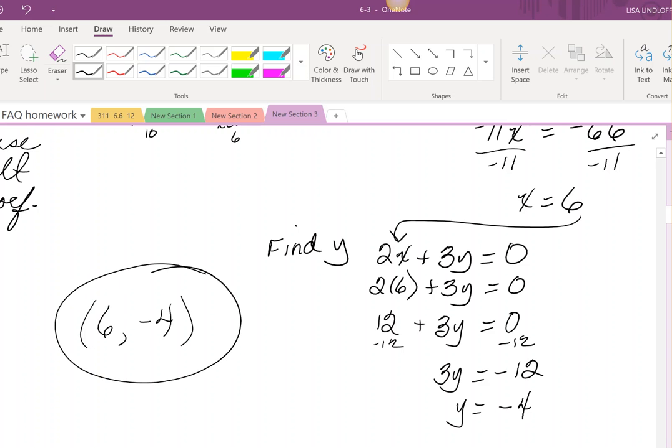Make sure that you write the ordered pair in XY order, even if you find the y first in the problem. All right, so that's all the problems.